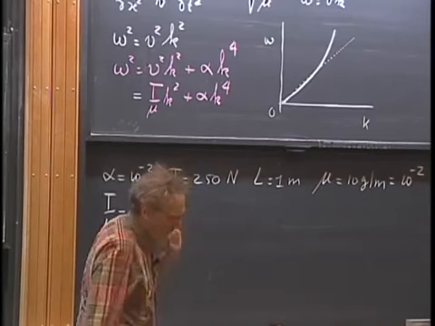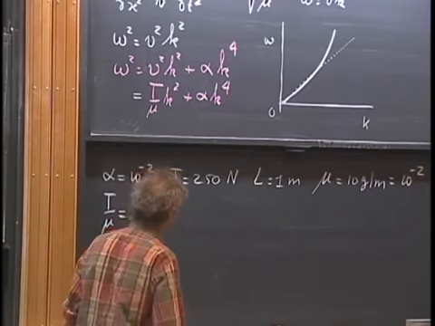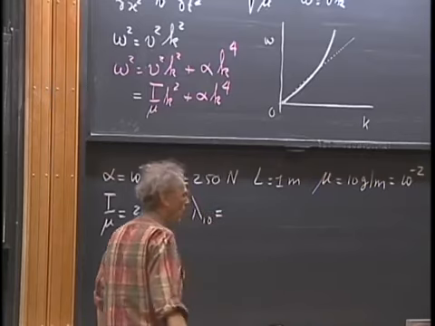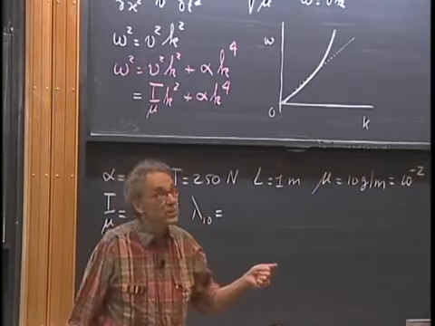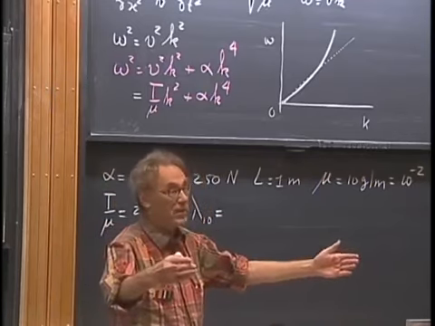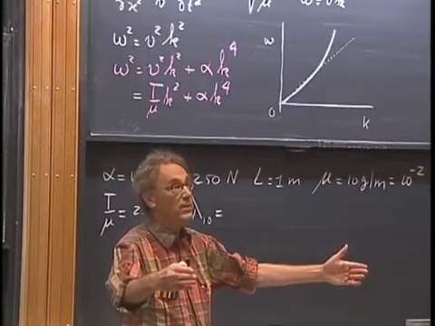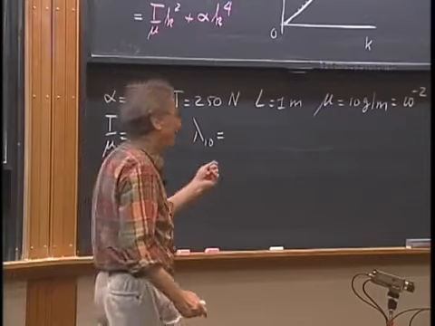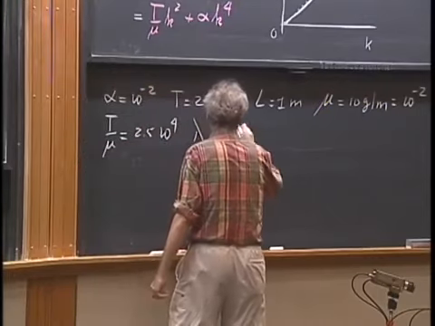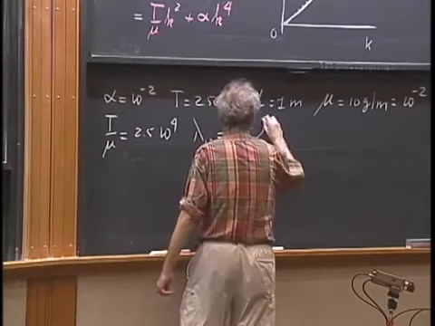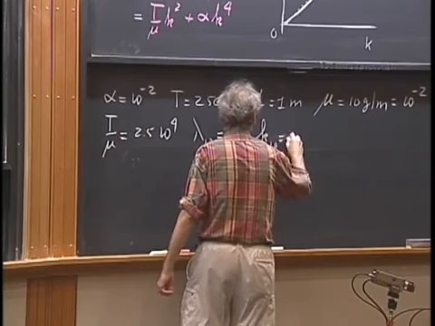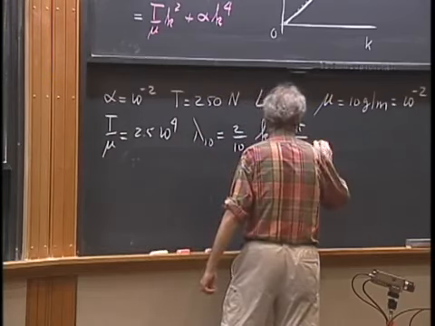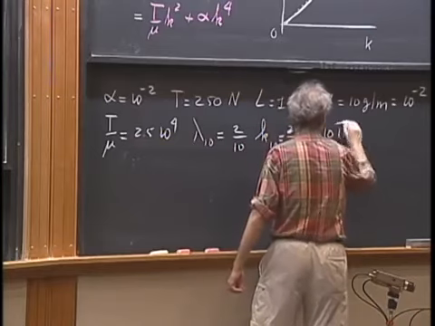I have to know what K is. Well, lambda 1 is 2 meters, right? Fixed at both ends. If it's 1 meter, the length, then lambda 1 is 2 meters. So lambda 10 is 10 times smaller. So that is 2 divided by 10. So K 10, which is of course by definition 2 pi divided by lambda 10, is then 10 pi.